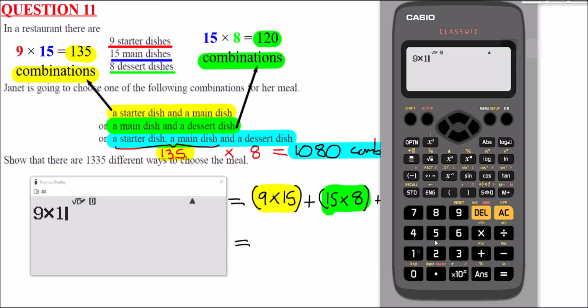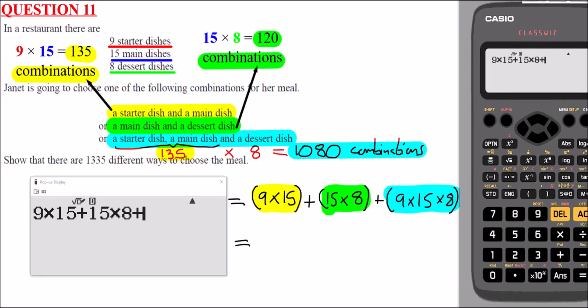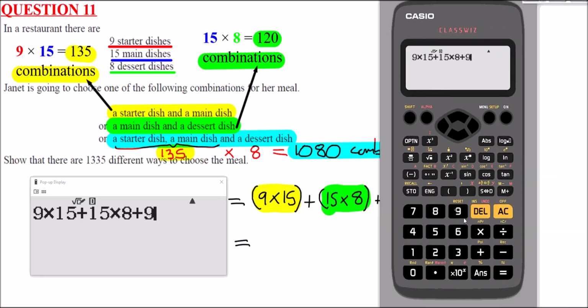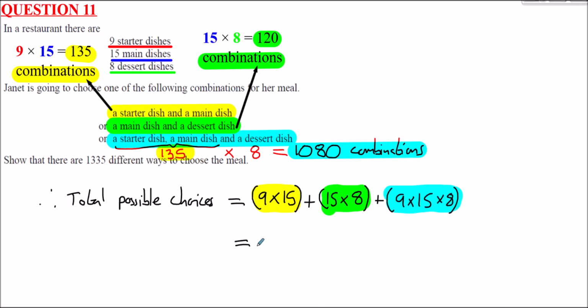So 9 times 15 plus 15 times 8 plus, if I just move to the other side, 9 times 15 times 8. Don't worry about the BIDMAS, the calculator will sort that out for you. If it makes you feel more comfortable, you can put the brackets in yourself. And like you can see here, we get 1,335 combinations. So not as intimidating as it might seem, that question. So just keep your head, picture a menu if you really must, and that's question 11 done.